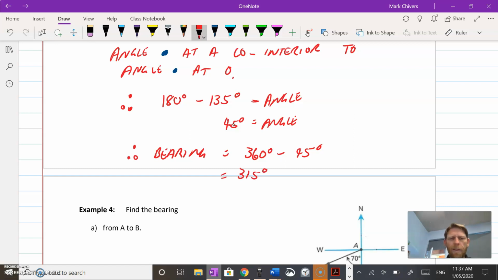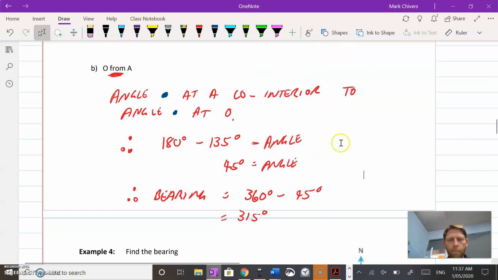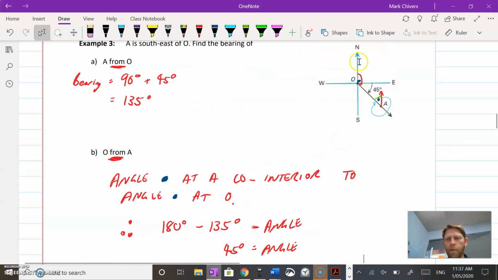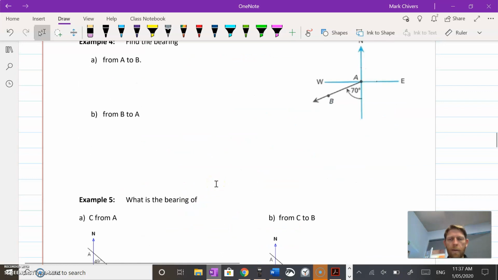Okay? Takes a little bit of getting used to, but notice where your co-interior angles are and where your supplementary and complementary angles are, and then make sure you're getting the right angle. A big mistake that a lot of people make is they would get the angle in here that we got as 45 degrees, and then they would forget to actually work out the actual bearing itself.